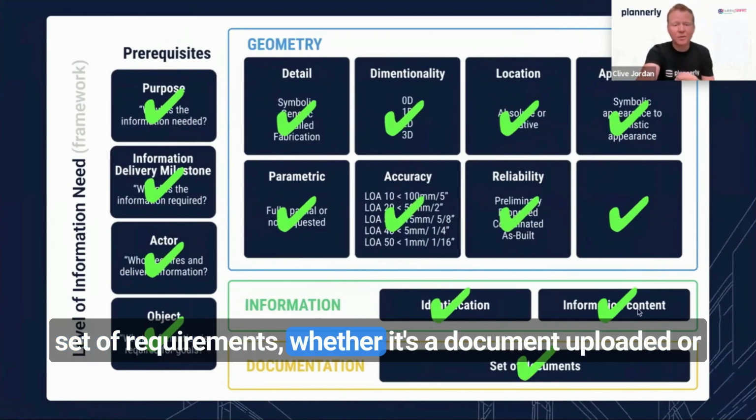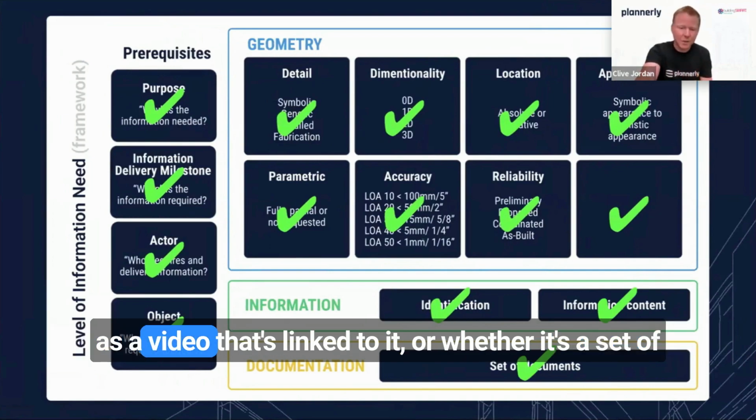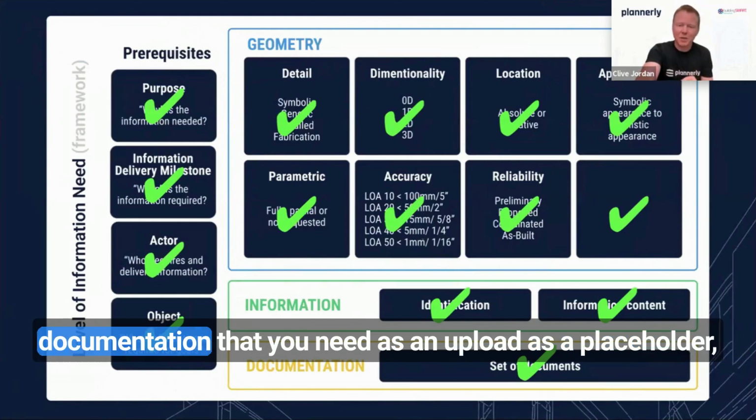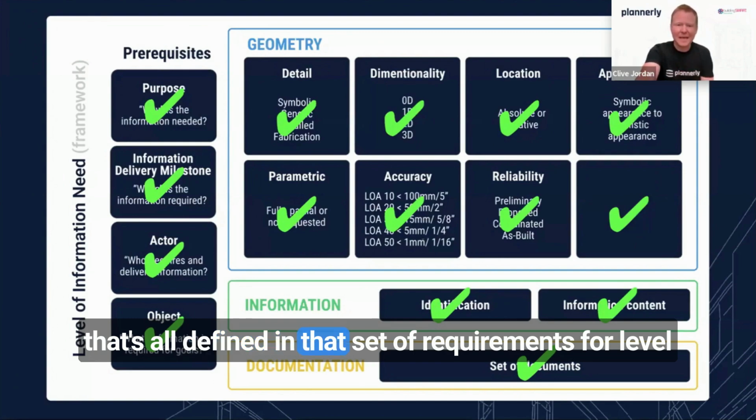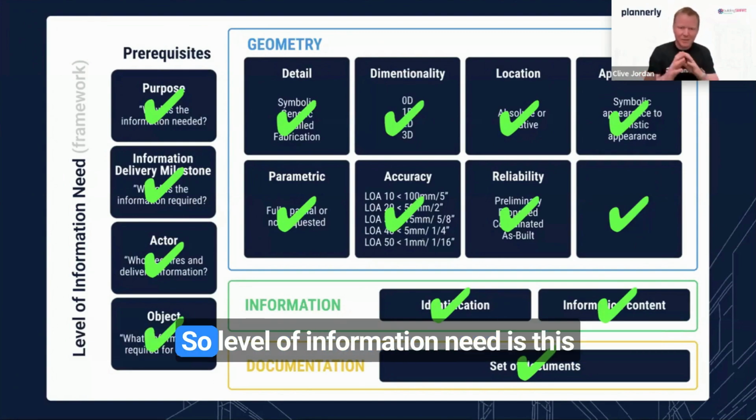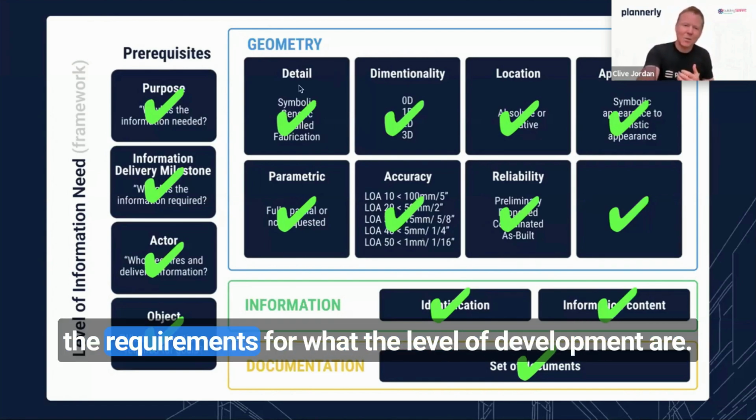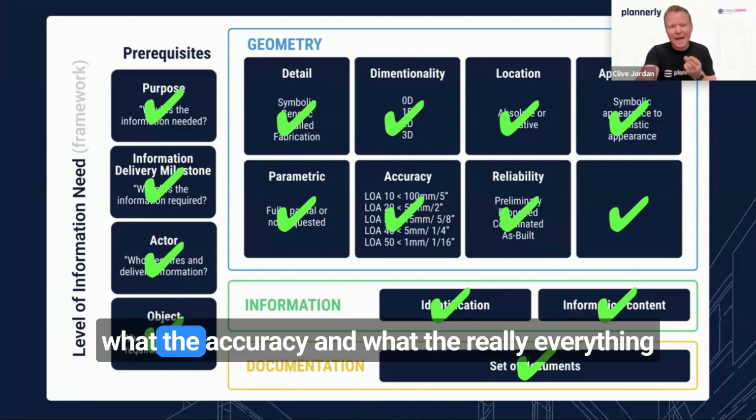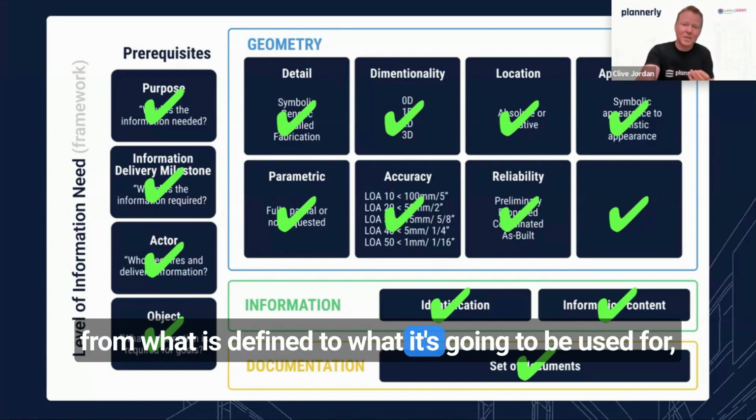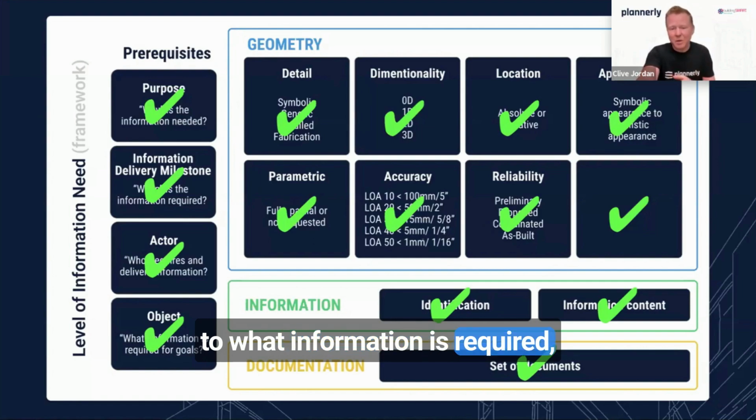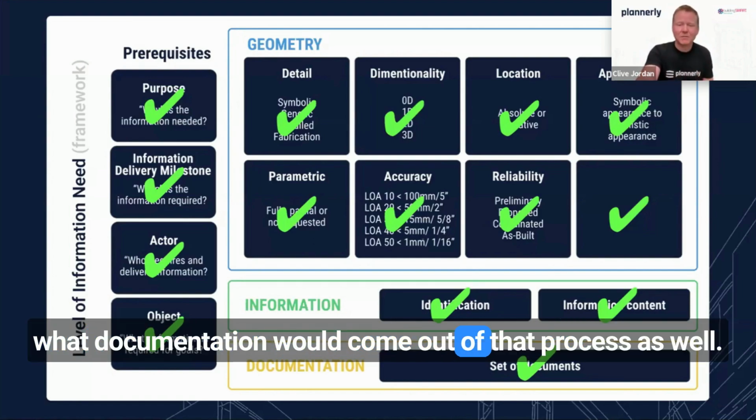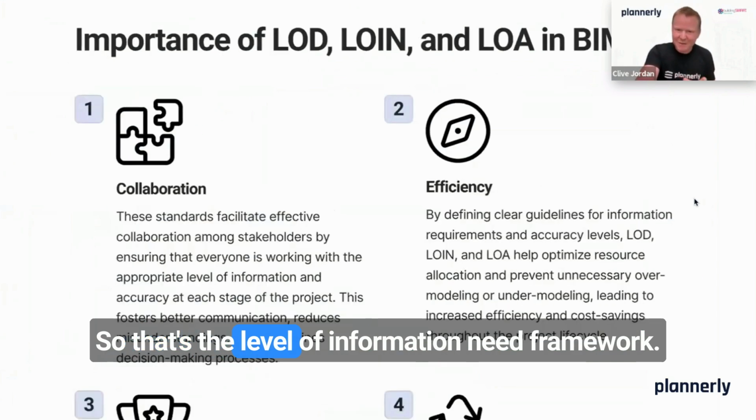And then the set of requirements, whether it's a document uploaded or a video that's linked to it, or a set of documentation that you need as an upload, as a placeholder, that's all defined in that set of requirements for level of information need. So level of information need is this all-encompassing framework that starts to add the requirements for what the level of development is, what the accuracy is, and really everything from what is defined to what it's going to be used for, to what information is required, what documentation would come out of that process as well. So that's the level of information need framework.